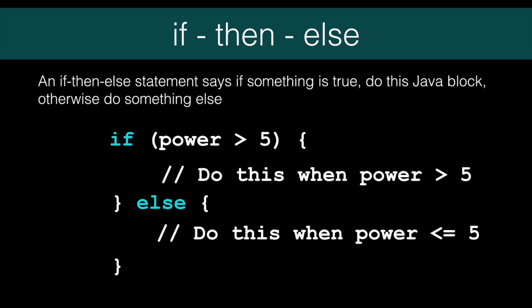Sometimes we want to say, if something is true, do this. Otherwise, do something else. We have that ability in Java. We can add another keyword called else. In this example, we are saying, if power is greater than 5, then do this Java block. Otherwise, do this other Java block.